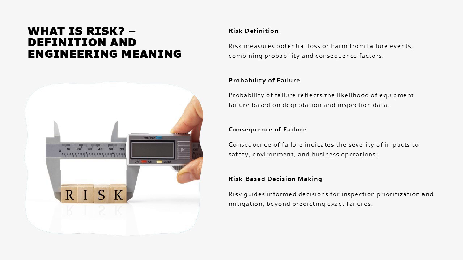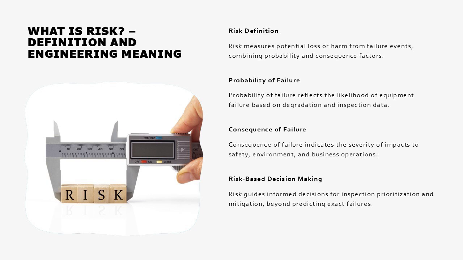API RP 580 formalizes this concept by defining risk as the combination of the probability of failure, POF, and the consequence of failure, COF. This relationship is commonly expressed using the simplified equation, risk equals probability times consequence. While the equation appears simple, each term represents a complex evaluation involving engineering judgment, data analysis, and uncertainty management.